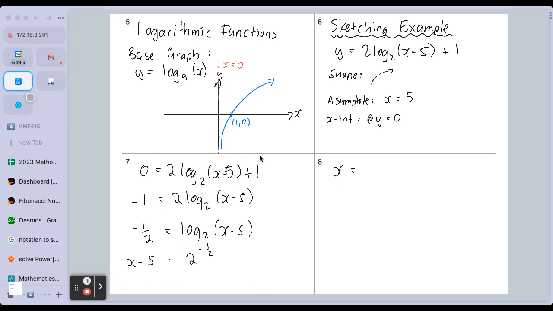So x is equal to 2 to the minus a half plus 5. There we go, that's your silver standard answer. Should we go for gold? Let's go for gold, which equals 1 on 2 to the half plus 5, which equals 1 on root 2 plus 5. That's your gold standard answer. You've turned it into a root.